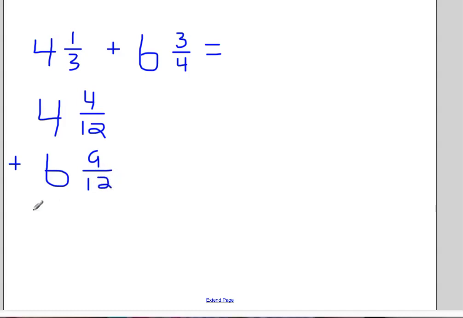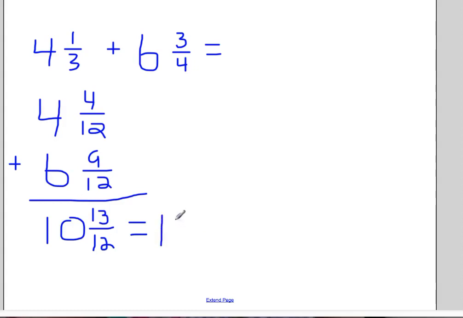Now that I have common denominators, I can add. 4 plus 9 is 13. My denominator stays the same at 12. Can't forget about my whole numbers. 4 plus 6 is 10. Okay, so this essentially is the correct answer. Unfortunately, we have an improper fraction here. We need to simplify.